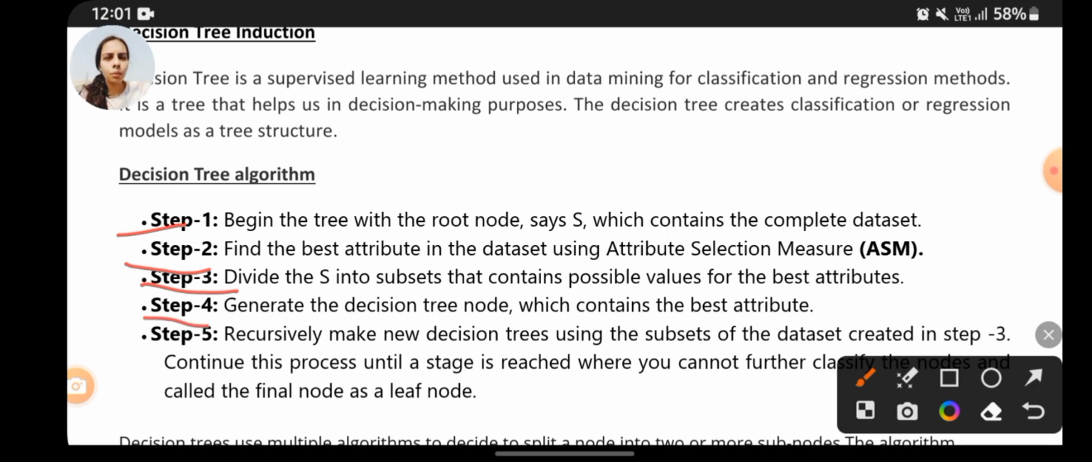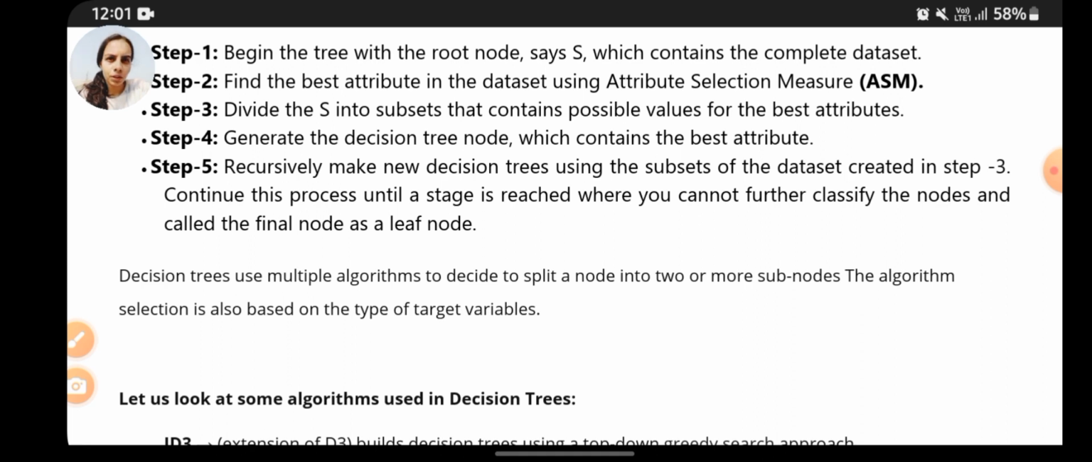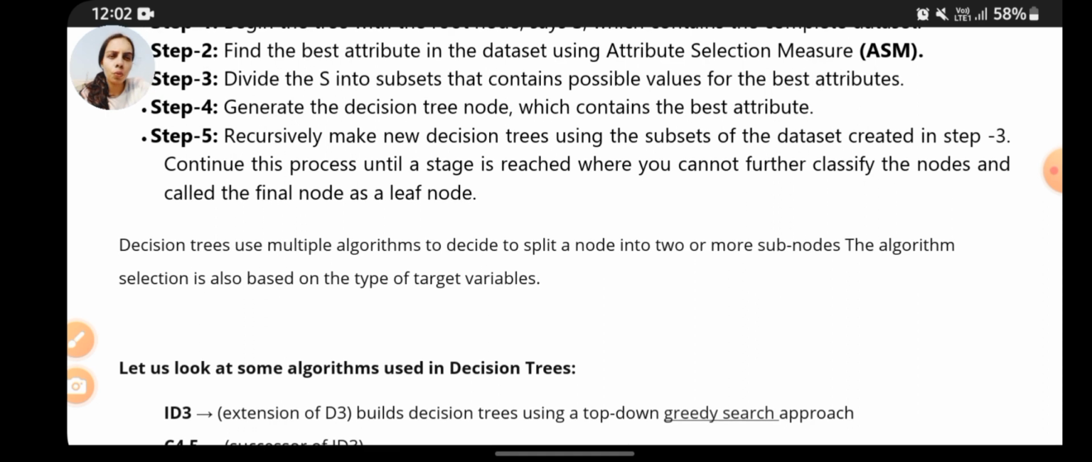In step 3, divide S into subsets that contain the possible values for the best attribute. In step 4, generate a decision tree node which contains the best attribute. And in the last step, recursively make new decision trees using the subsets of the dataset created in step 3. Continue this process until a stage is reached where you cannot further classify the nodes, and call the final node a leaf node.